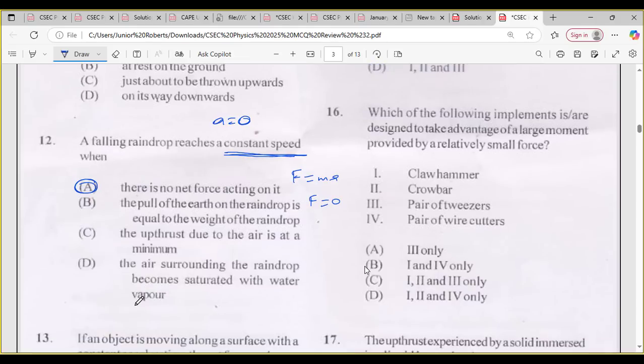Which of the following implements is/are designed to take advantage of a large moment provided by a relatively small force? So first, to get a large moment provided by a small force, we must have the lever arm being significantly large. So we just identify which of these involve a large lever arm, or in other words, we see that the force applies at a very large perpendicular distance from the pivot, which would be for our claw hammer or crowbar, as well as our wire cutters. So that's 1, 2, and 4, which is going to be D.